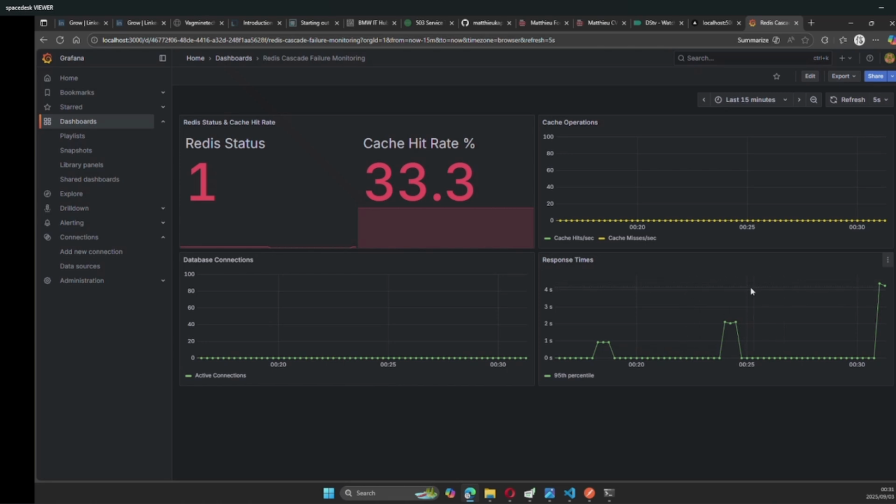The response time should decrease just now. So yeah, the complete multi-service recovery is over. You can see the cache availability is restored, the database pressure relieved, and the application performance is normalized again. And yeah, that's it for scenario 2.